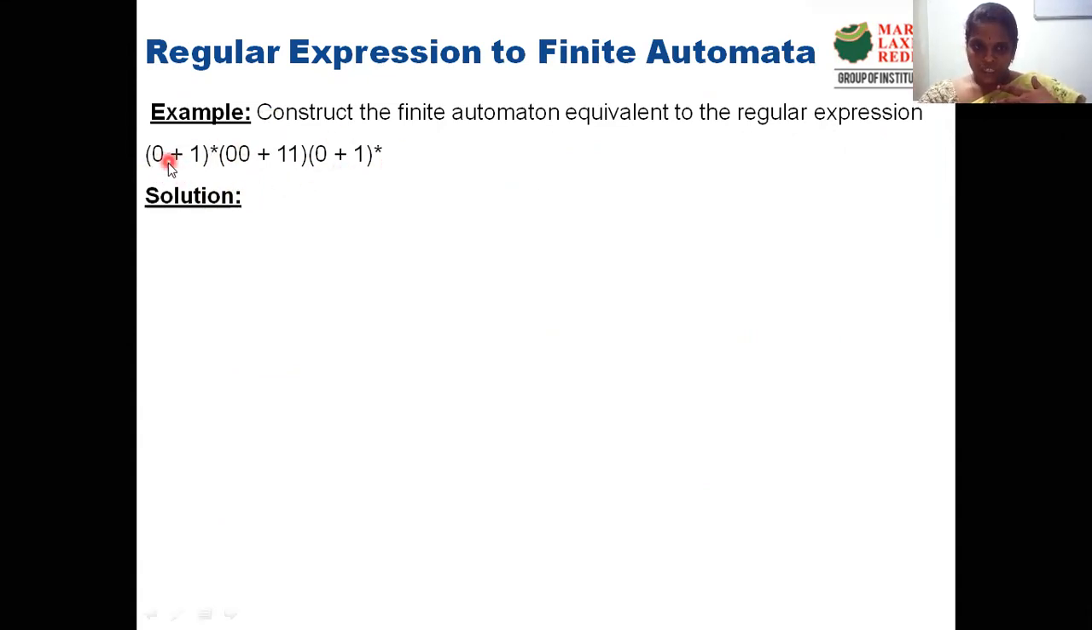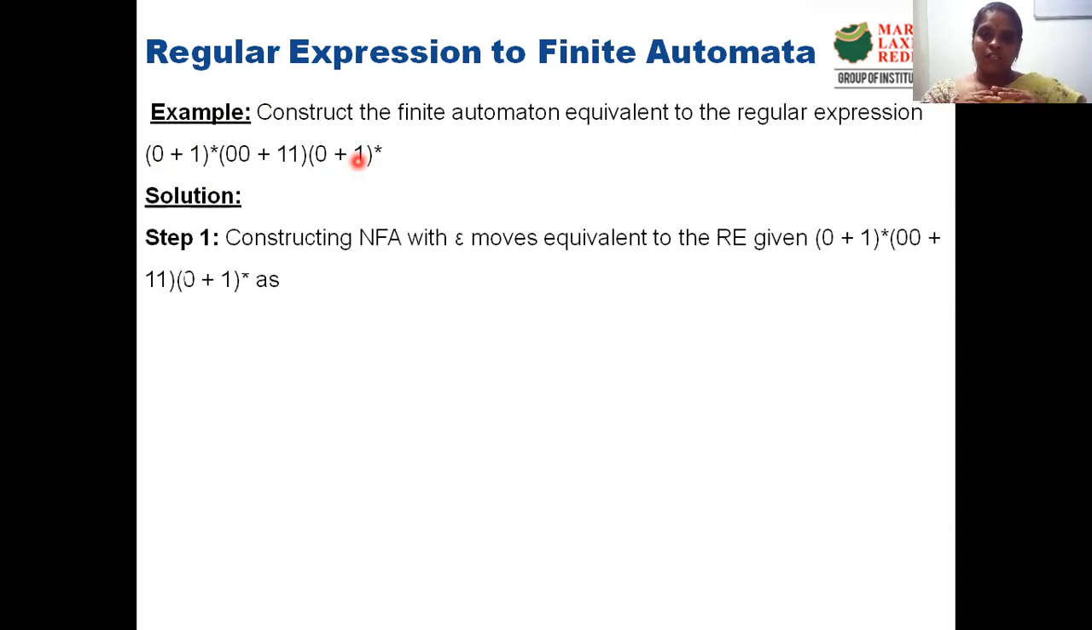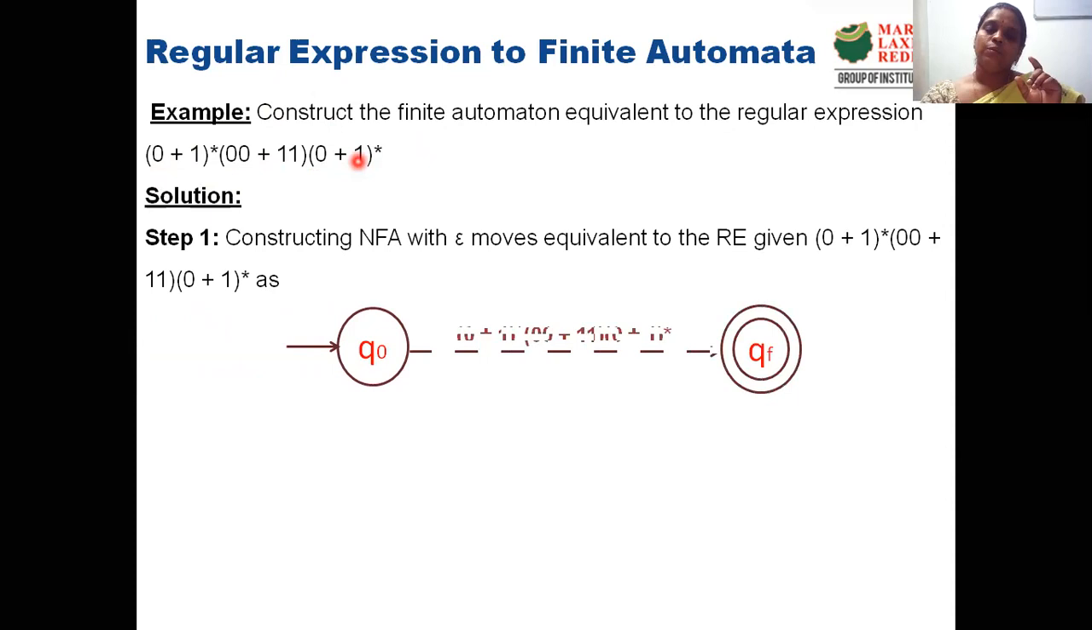Now for this regular expression, we are supposed to construct the finite automata. As we have discussed the methodology of constructing the finite automata from a given regular expression, let us take an initial state and a final state, with a transition from the initial state to the final state. So first let us construct the finite automata for the given expression, taking an initial state, and on the transition to the final state we will be moving upon the given regular expression.